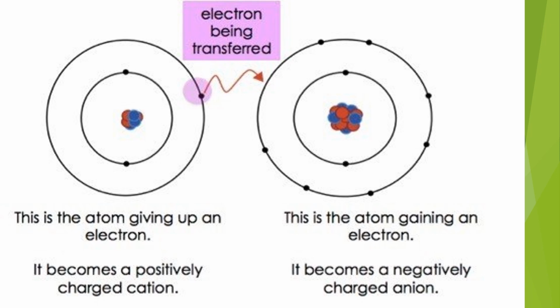So the atom which is giving away the electron becomes a cation or a positively charged ion, and the atom which is taking the electron becomes an anion or a negatively charged ion. So anything which is taking in or accepting electrons becomes negatively charged or an anion, and anything which is giving or donating becomes a cation or positively charged ion.